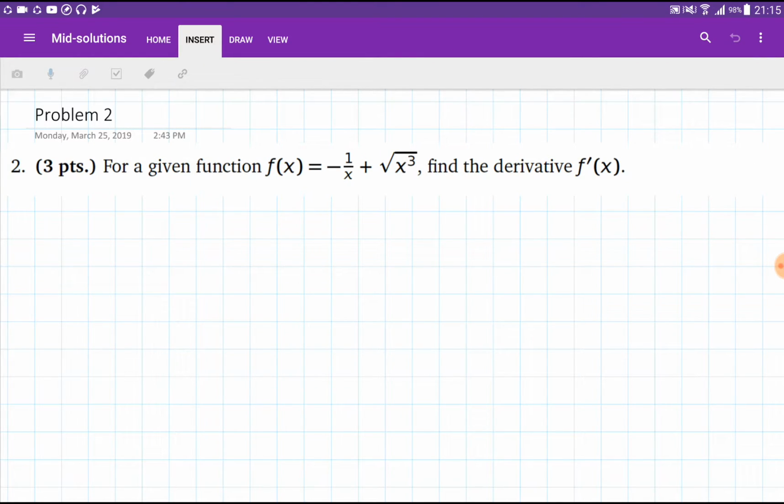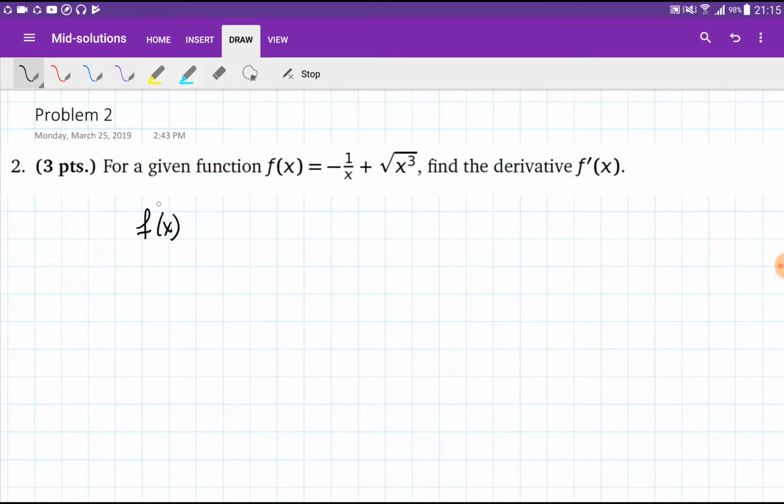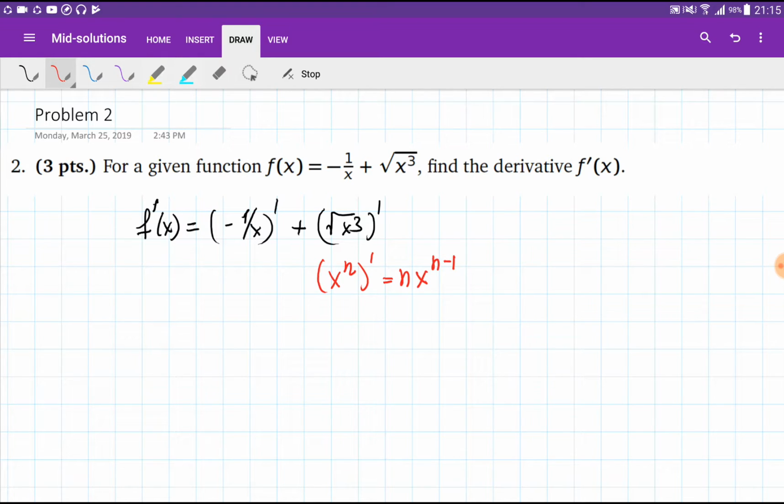We're given a polynomial, so derivative of this function is equal to the derivative of the first term plus the derivative of the second term. We can find the derivatives separately. So first of all, in order to find the derivatives of this kind of functions, we need to remember that the derivative of the power function x in the power of some n is equal to n multiplied to the x in the power of n minus 1.